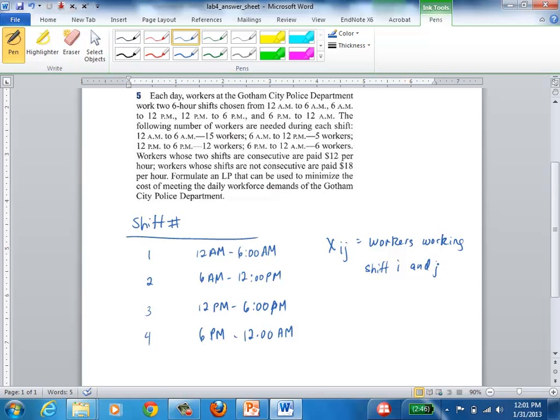So if you say x1,2 equals 3, that means that 3 employees are working the first shift and the second shift.